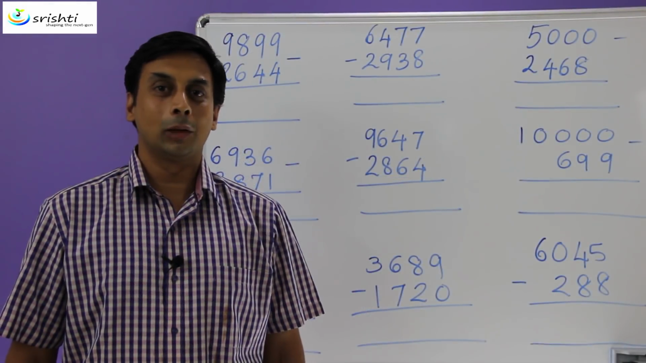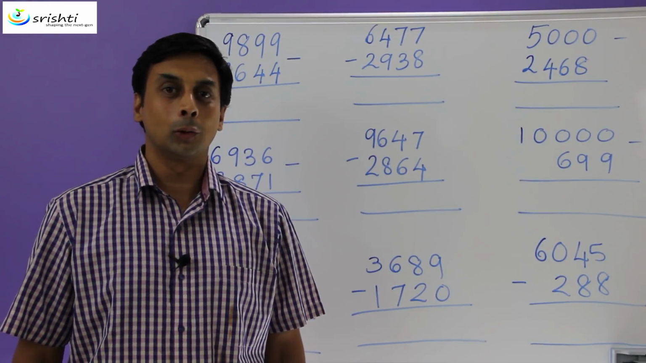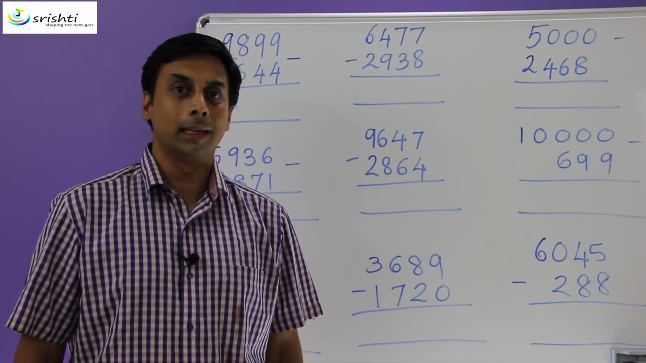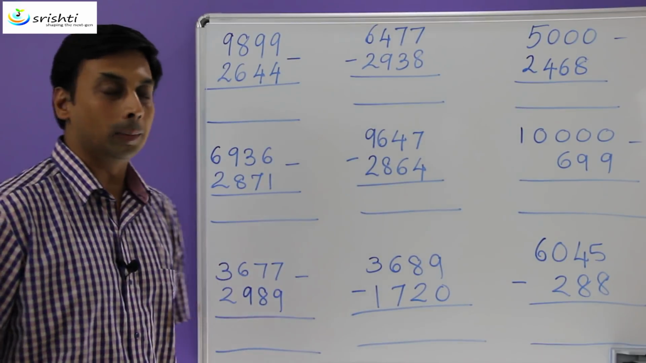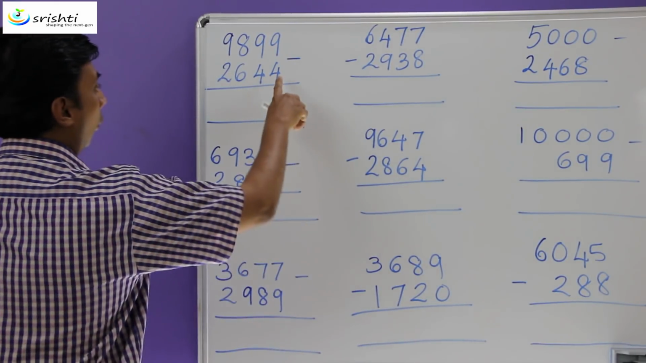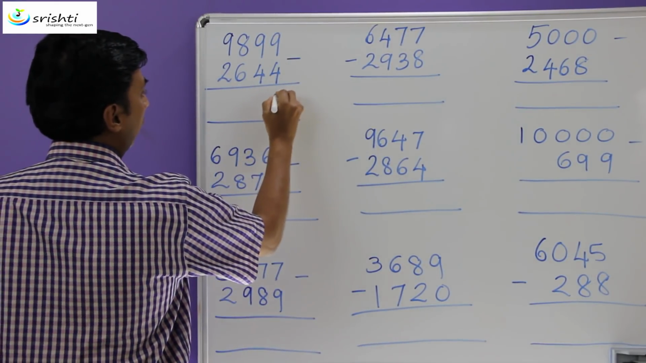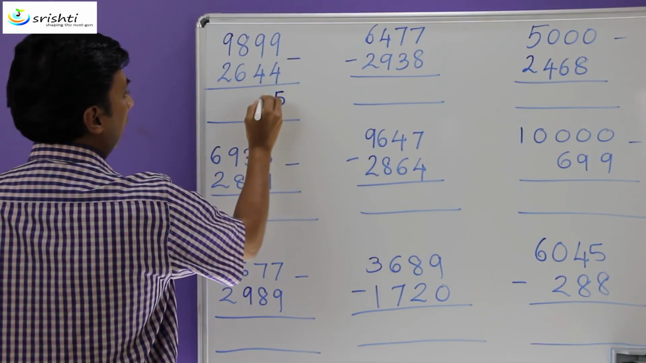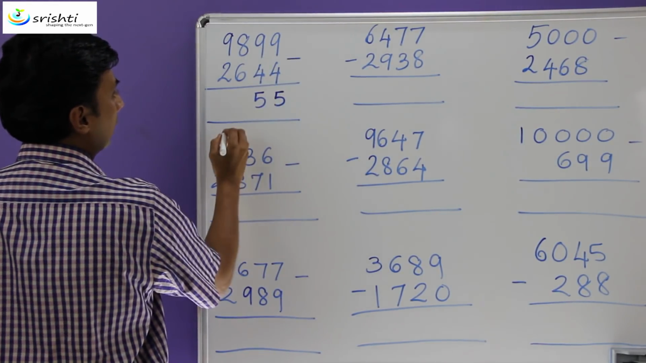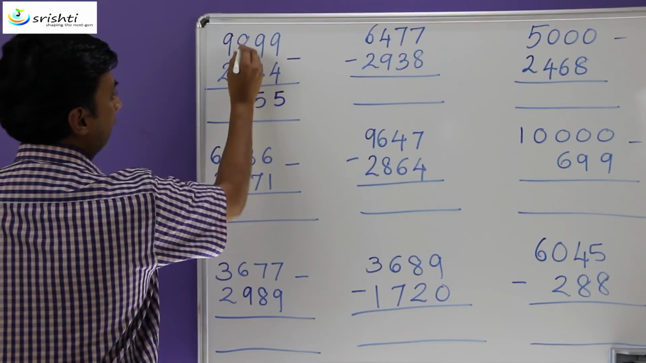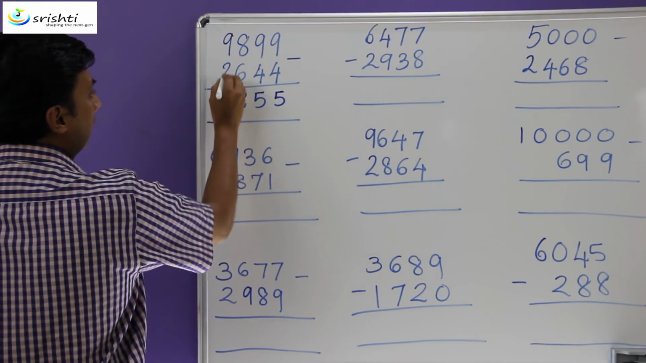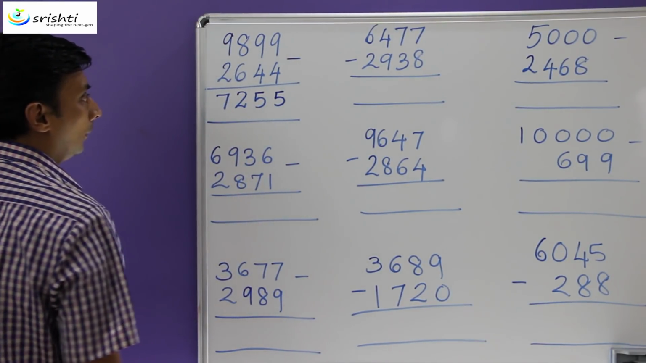So now let's take a look at a few problems. I strongly urge you to take out your notebooks, take out your pencils and pens and try solving these problems with me. What added with 4 gives a 9? So 5 plus 4 gives me 9. 5 plus 4 gives me this 9, 2 plus 6 gives me 8, and 7 plus 2 gives me 9.